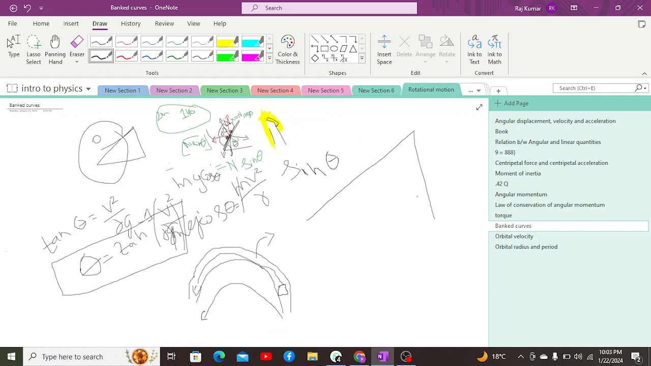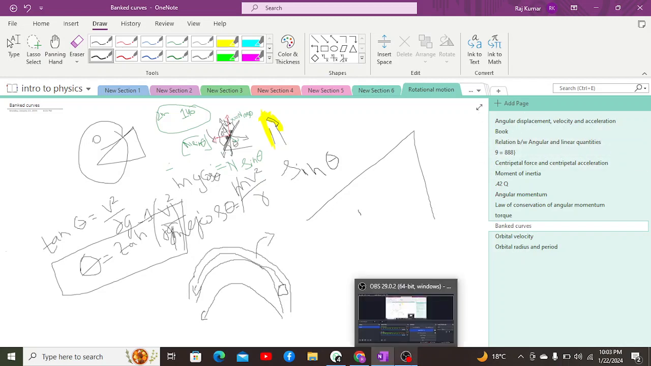One more thing that I would like to highlight over here is that theta depends on v and r, but there is no dependency of theta on the mass of the vehicle. It's a common MCQ. So this is a complete one shot of the topic. So this is all about today's video.